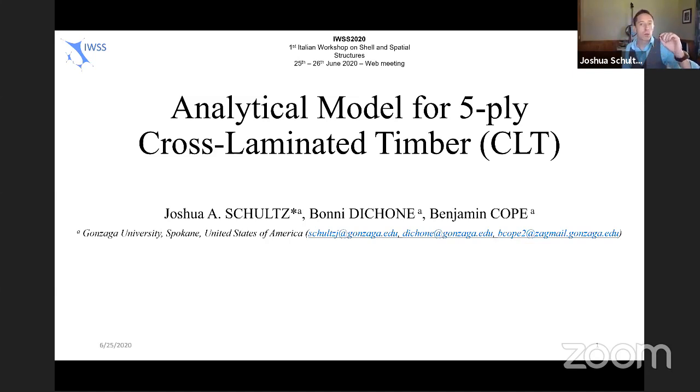So the real impetus for this is coming out of a partnership with industry. It started probably 8 years ago while working at SOM on the Timber Tower. And then most recently, it's been developed in partnership with some of our local cross-laminated timber or CLT manufacturers located in Washington. So I'll be presenting on behalf of my colleagues, Dichone and Cope here.